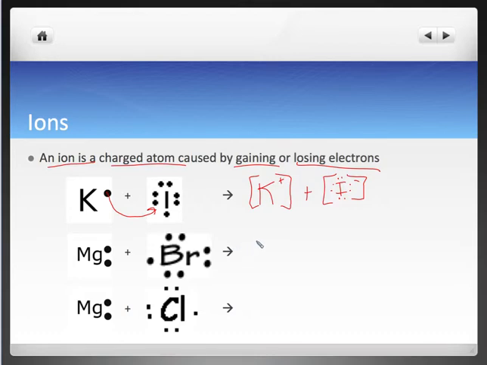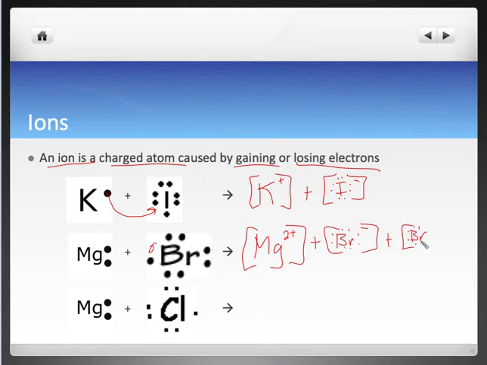I will do magnesium and bromine with you. So magnesium has 2, so it's going to lose 2. So it's going to be a 2 plus charge. And bromine, because bromine has 1, 2, 3, 4, 5, 6, 7, it only needs 1. It's going to gain 1. So we're going to have bromine here, 1, 2, 3, 4, 5, 6, 7, 8 with a negative charge. And we're going to have a second bromine that looks the same way. So that's what we're going to have. And so I would like you to do that with magnesium and chlorine, and then hit the play button, and we'll go to the next slide.